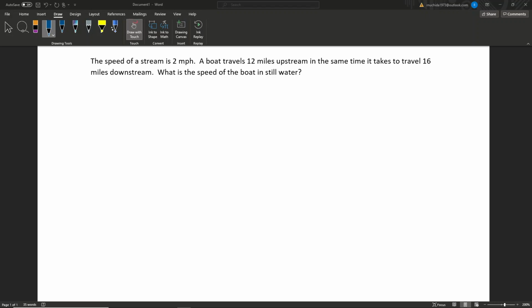So let's first define what our variable represents. In this case, we're going to let x represent the thing we're looking for, which is the speed of the boat in still water.